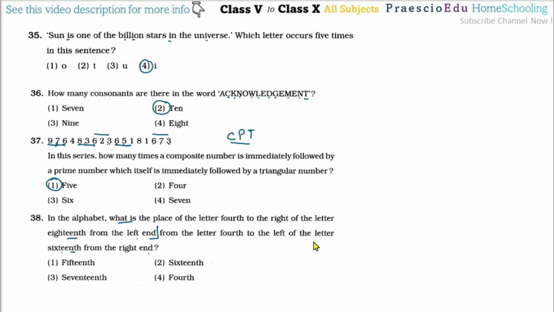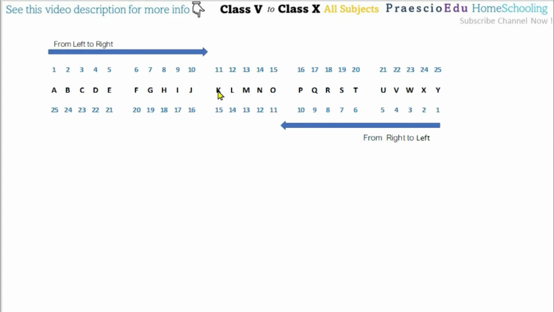But the letter here, the letter 16 from the right end, that is the mention. It means the letter 4th to the left of the letter 16 from the right end. So in this series, from the right end, the 16th means J.